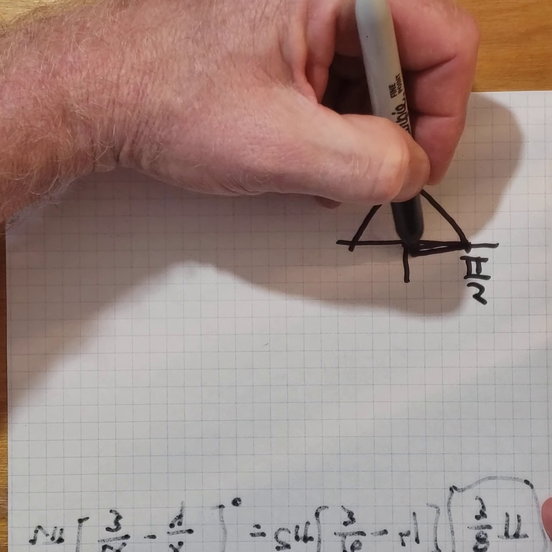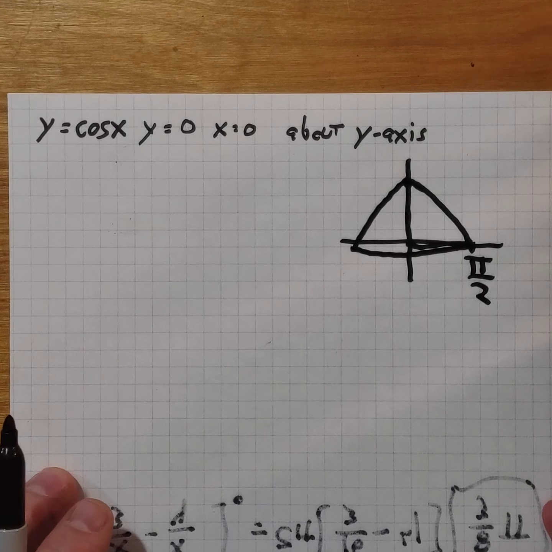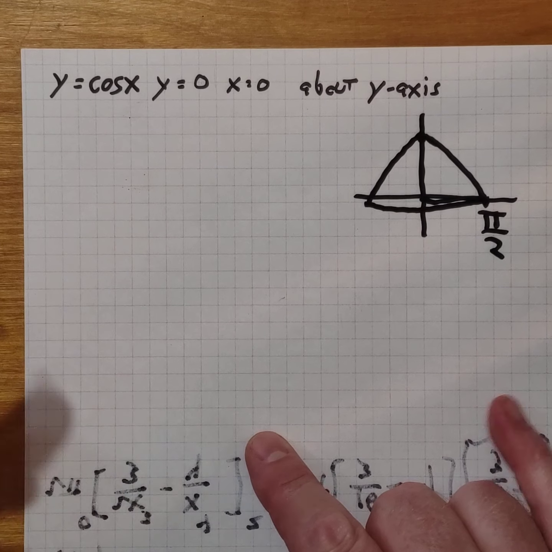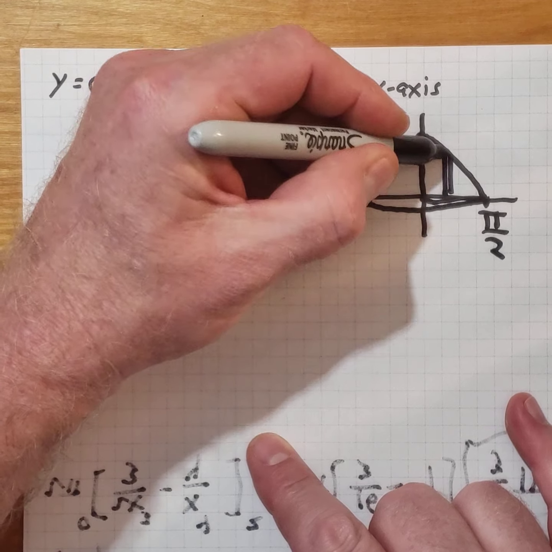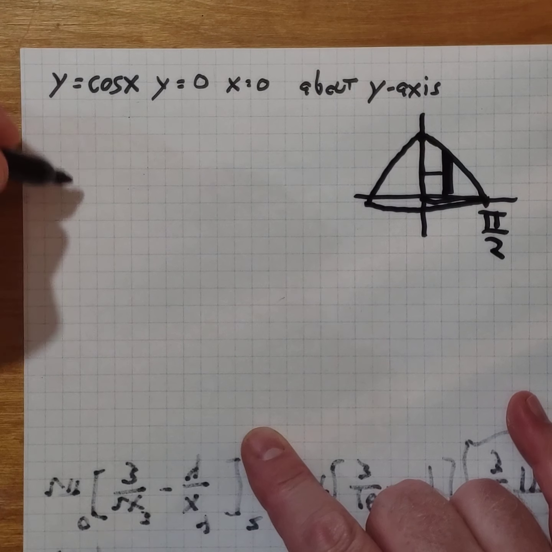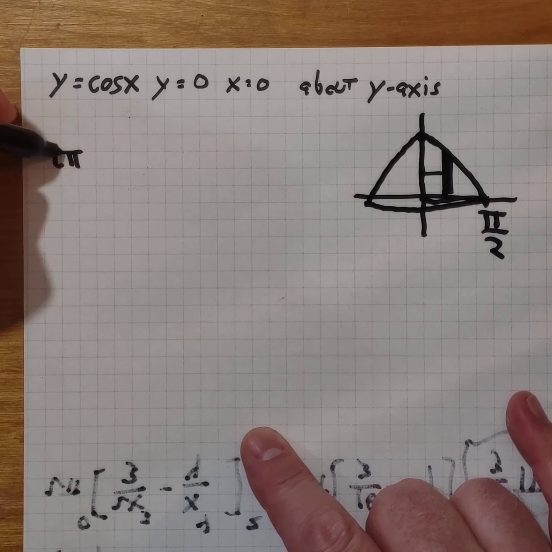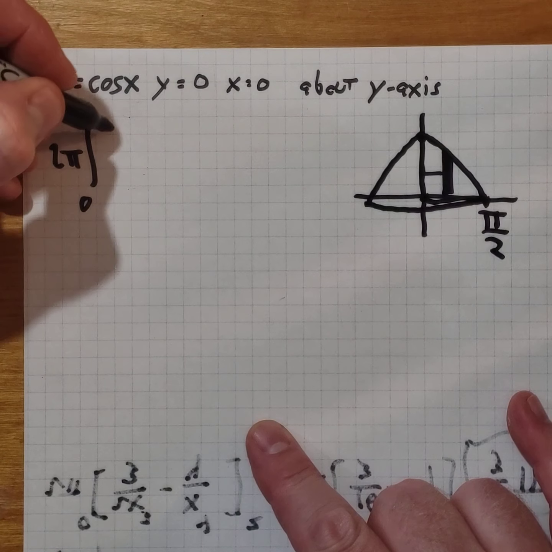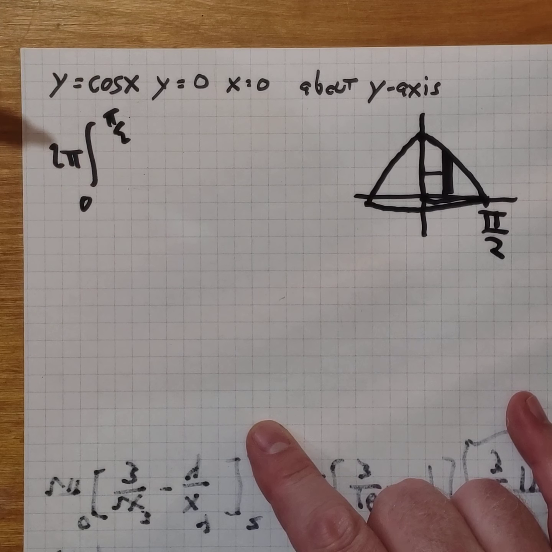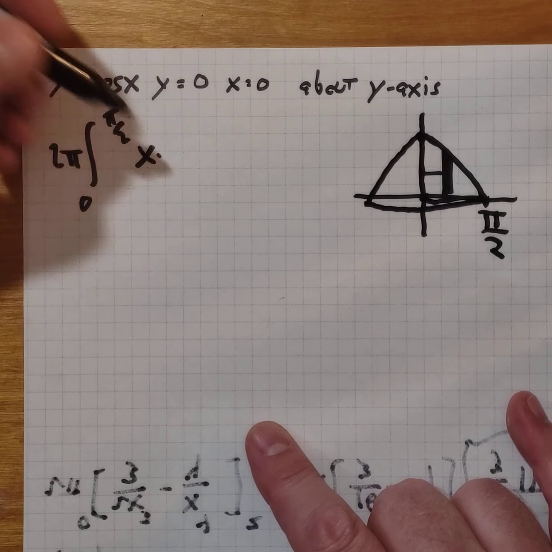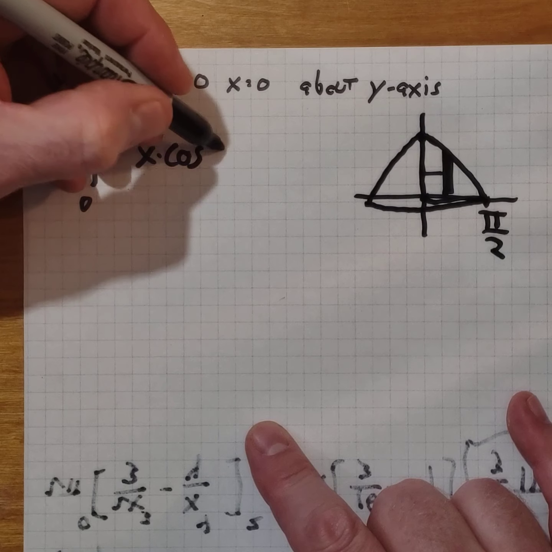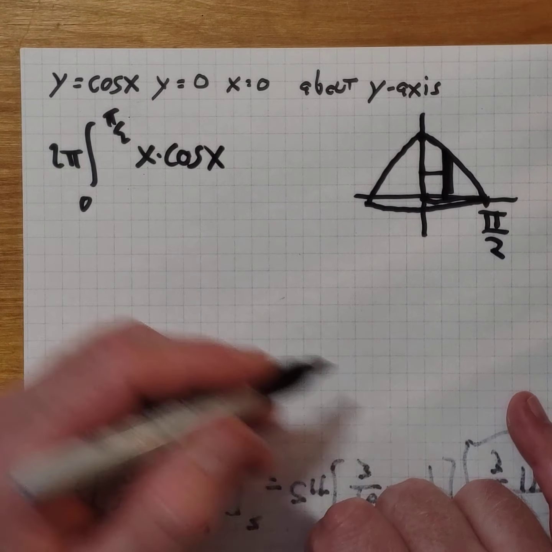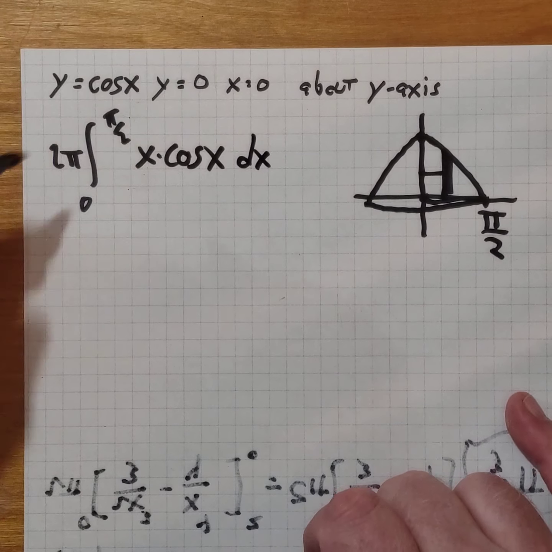So we're going to end up with a really squat bullet or helmet shape, or whatever you want to think of that as. Think about your standard rectangle and how far it is away from the axis. 2 pi. Our original region starts at 0, ends at pi over 2. X times cos of x: our x for our distance, our cosine of x for the height of the rectangle, and then our dx.